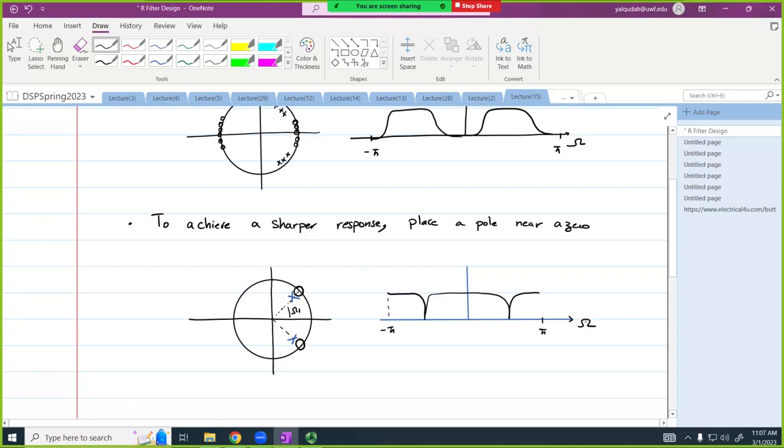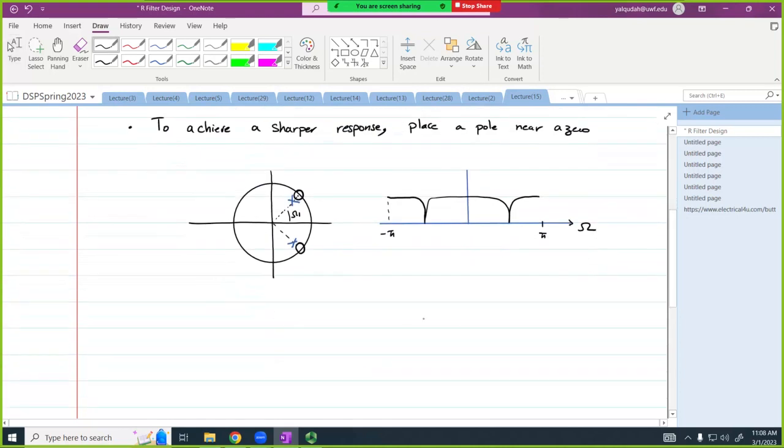Is that clear? So rather than if I did not have these poles, I'm going to have a frequency response that might look something like this. I can make it sharper by placing the pole very close to that circle. And the closer I place it to it, the sharper it's going to be. Together? What do we call this filter? Notch. Excellent. Notch filter.